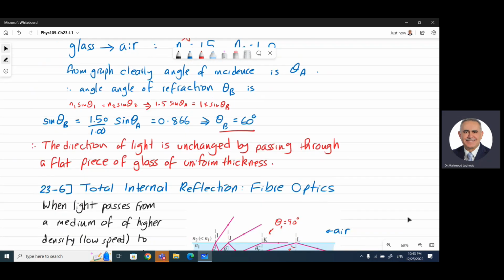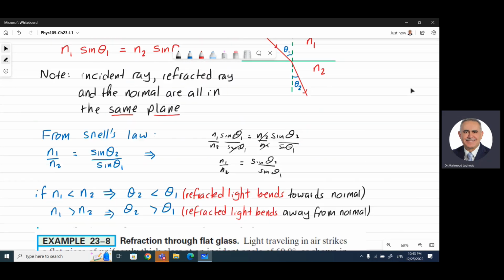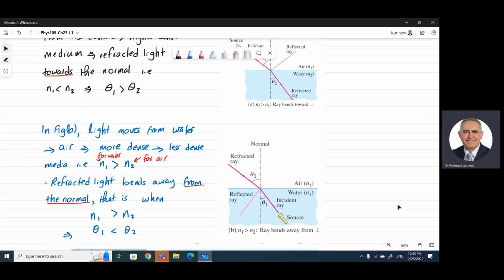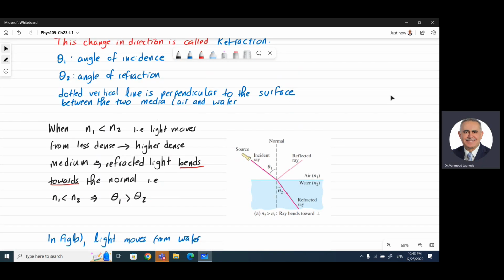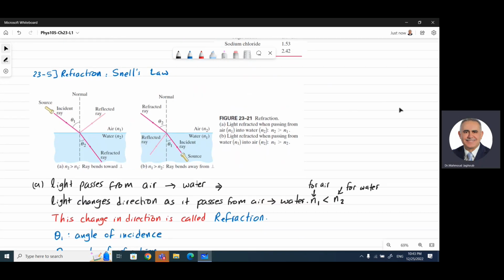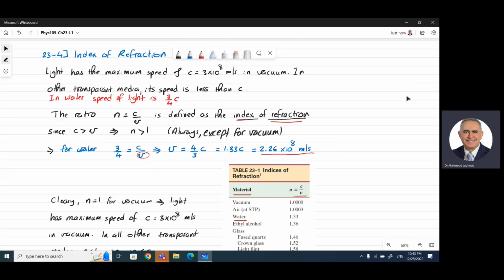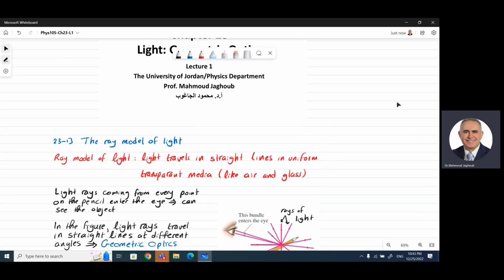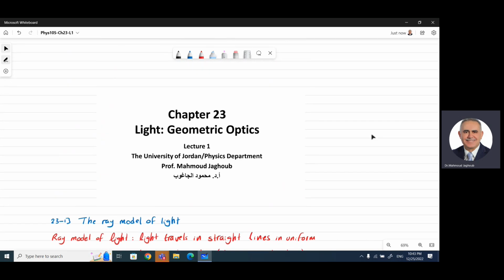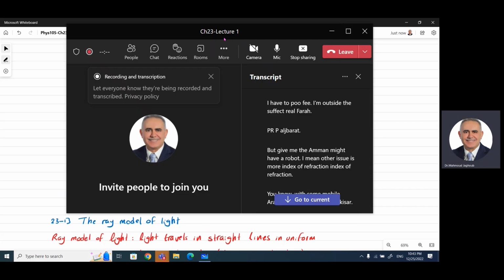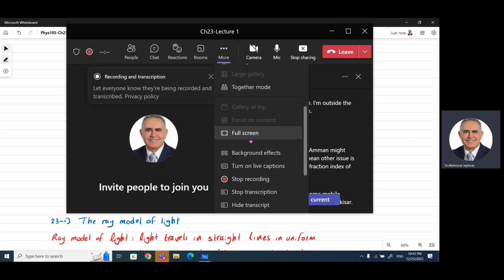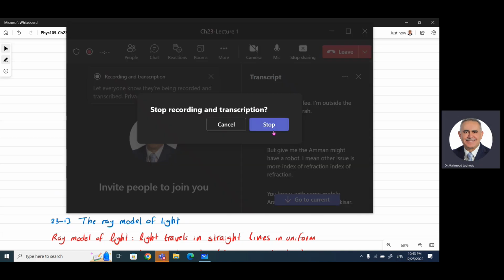This brings us to the end of this lecture, and we have covered... You should by now know what is angle of incidence, angle of reflection, the normal, Snell's law, total internal reflection, index of refraction, and so on. You should be able to recognize all this. And we'll continue later on with the next lecture, lecture 2.